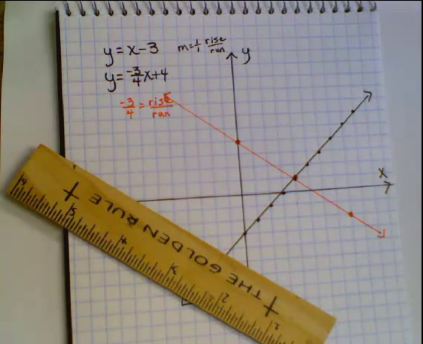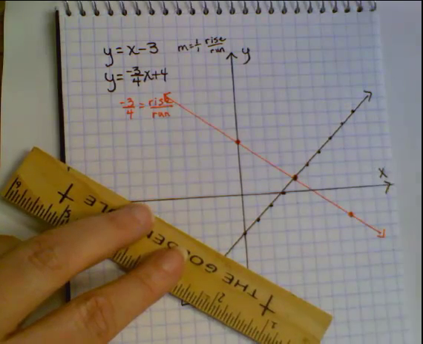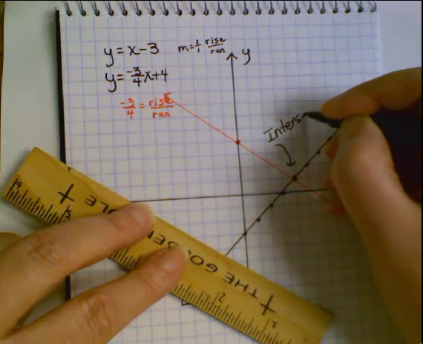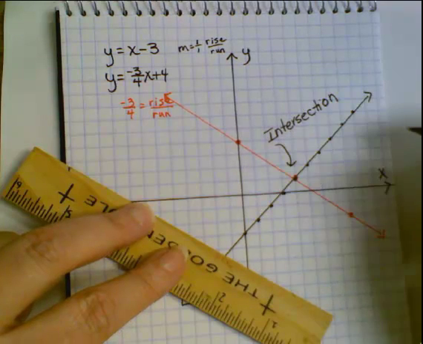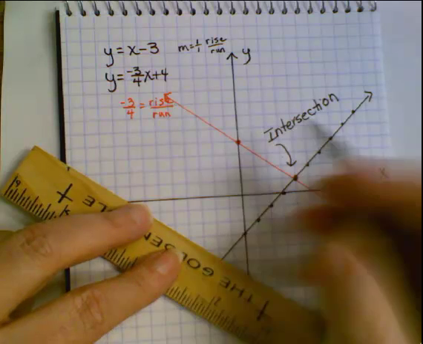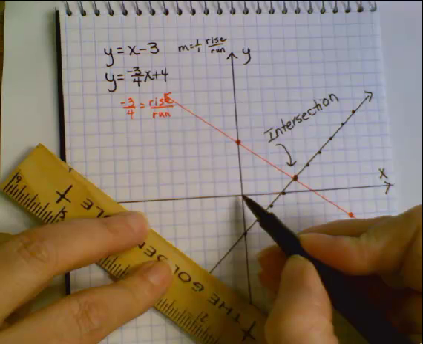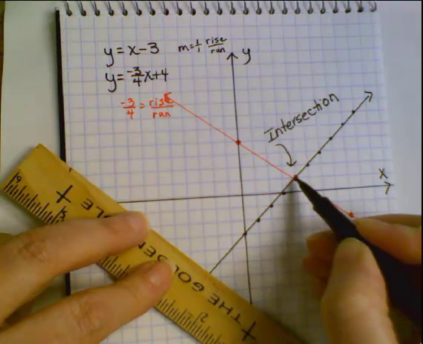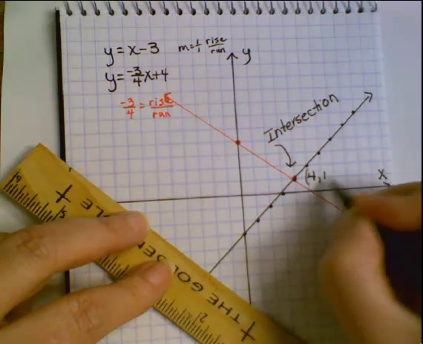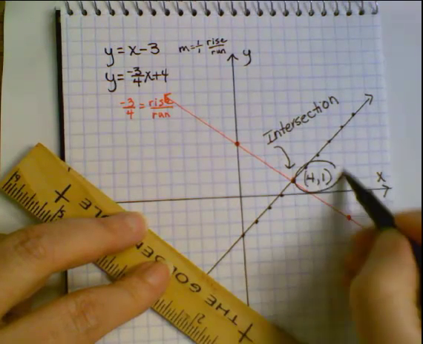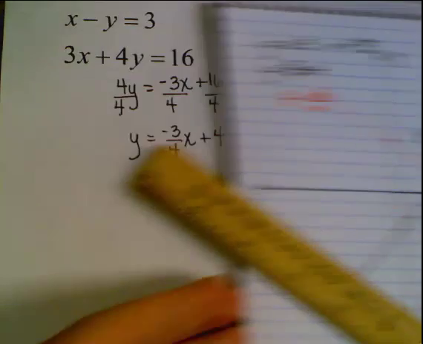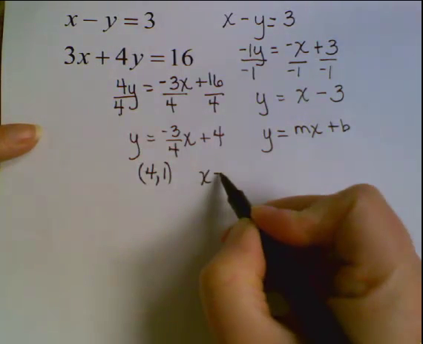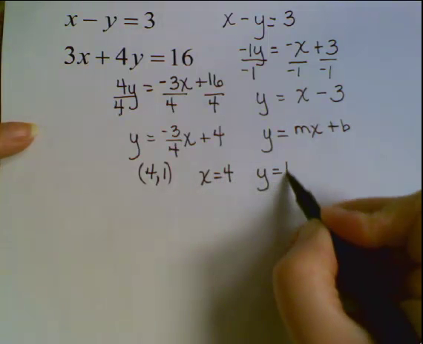And notice that they intersect. This intersection is my answer. And where is this intersection? I count it from the origin because it's an ordered pair, and it'll be over 1, 2, 3, 4 units, up 1. So it's the ordered pair (4, 1). And that would be my solution. So my solution would be (4, 1). X equals 4, y equals 1.